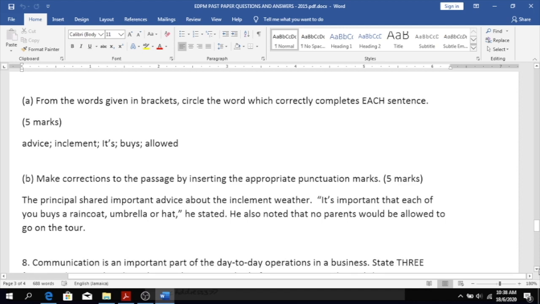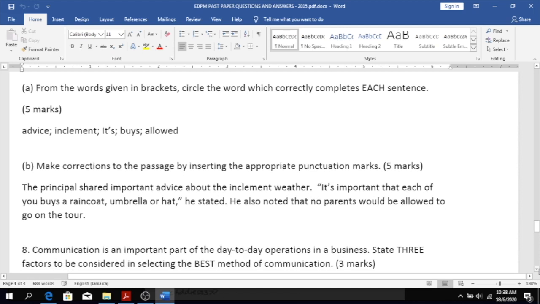All right, so this is what I came up with when I rewrote it. It should read: The principal shared an important notice about the inclement weather. In quotation, I have, "It's important that each of you buys a raincoat, umbrella, or hat." Close the quotation and then put the comma. He stated. New sentence. He also noted that no parents would be allowed to go on the tour, and then I have a full stop.